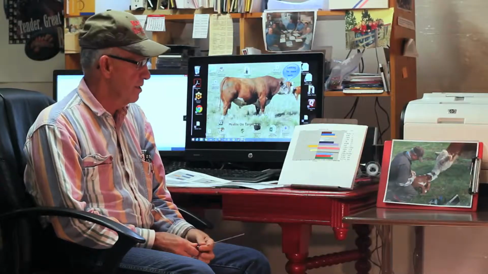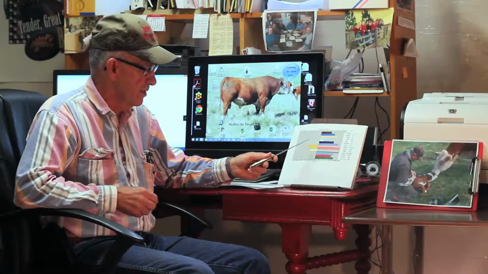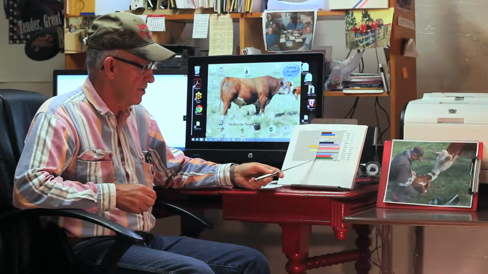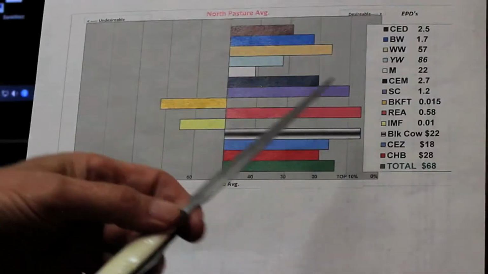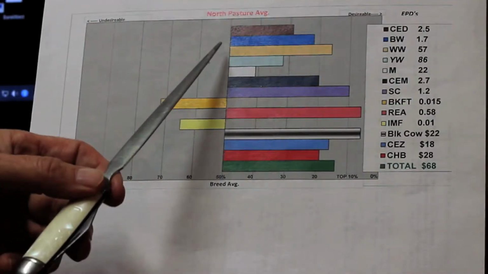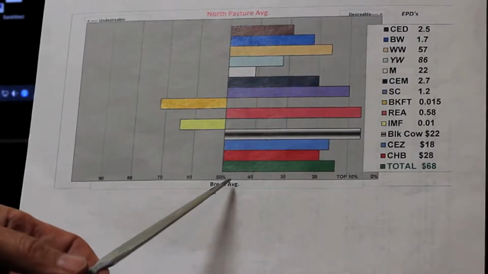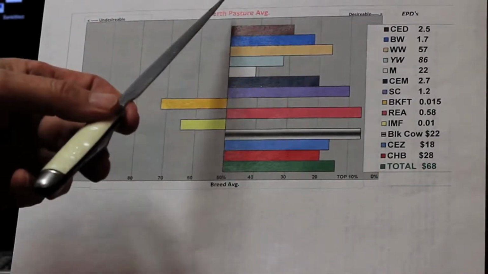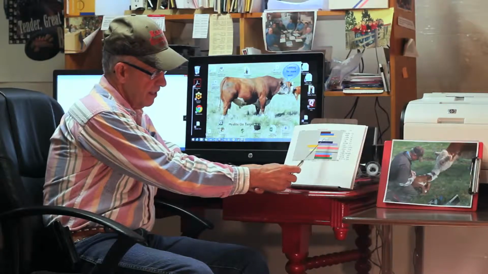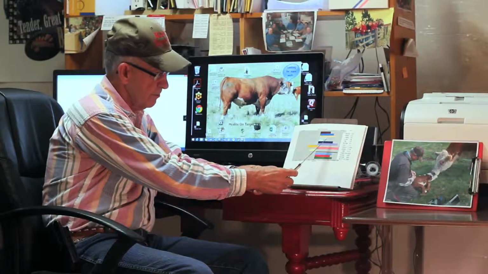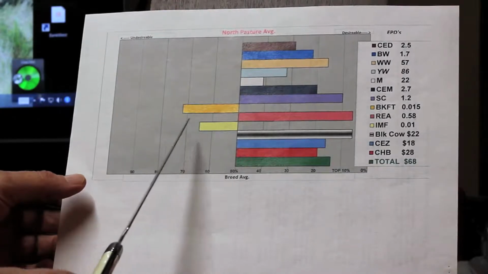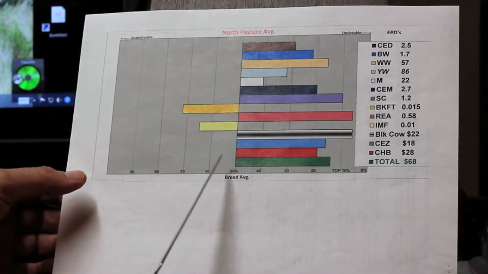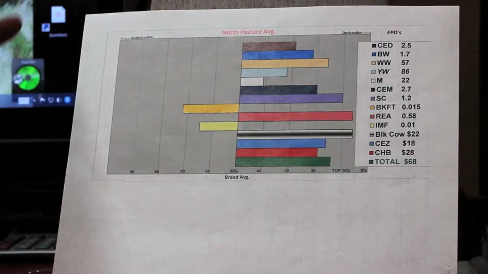Each trait that we measure gets compared to the average of the Hereford breed in North America. The 50 percentile on this chart is right down the middle. So if that given trait is above average, it's to the right of the 50 percentile. If that trait is below the breed average, it's to the left. So we desire to have almost all the traits to the right.